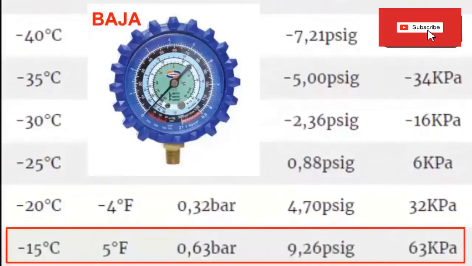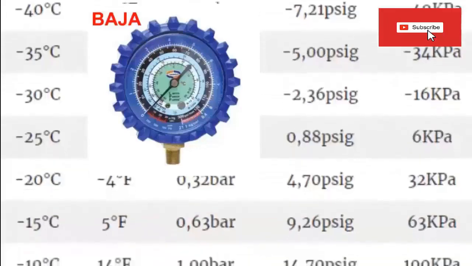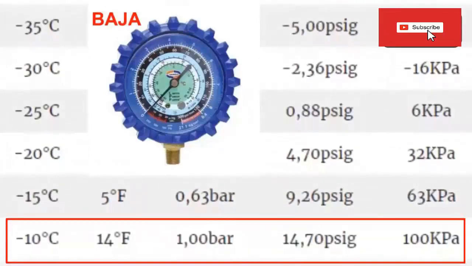To achieve a temperature of minus 15 degrees Celsius in the evaporator, equivalent to 5 degrees Fahrenheit, a low gauge pressure of 0.63 bars is needed, equivalent to 9.26 psig or 63 kilopascals. To reach a temperature of minus 10 degrees Celsius in the evaporator, equivalent to 14 degrees Fahrenheit, a low gauge pressure of 1 bar is needed, equivalent to 14.70 psig or 100 kilopascals.